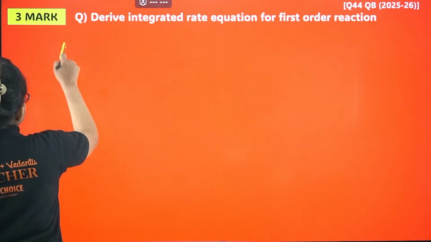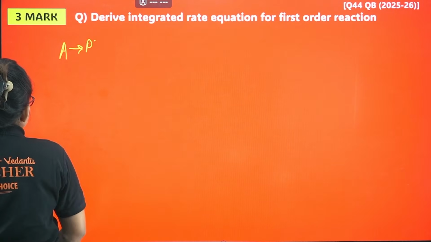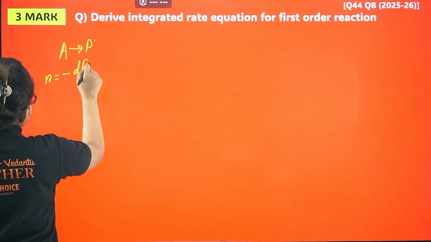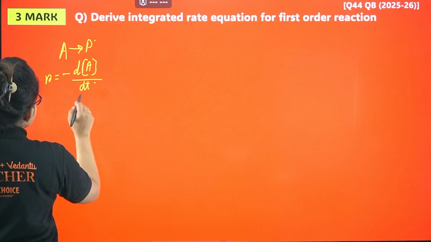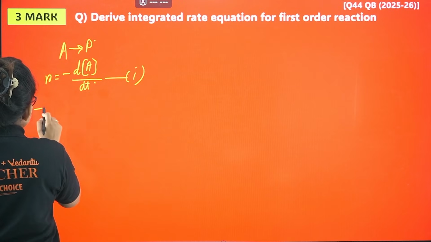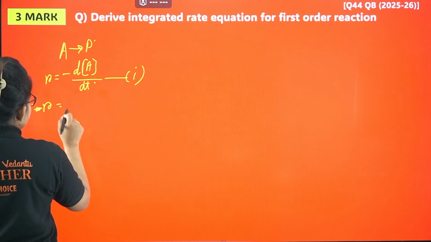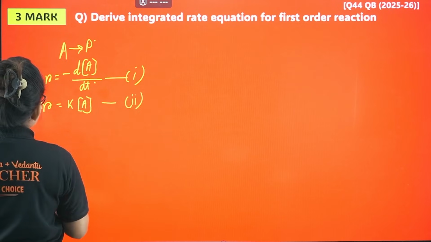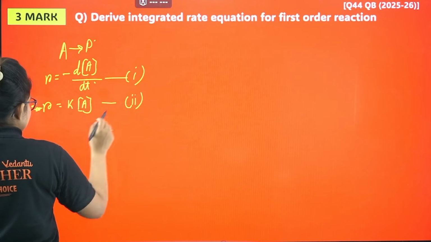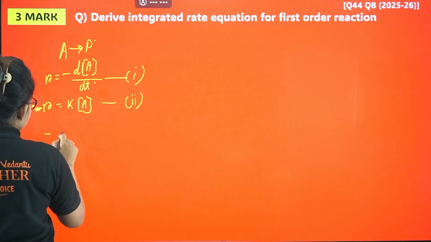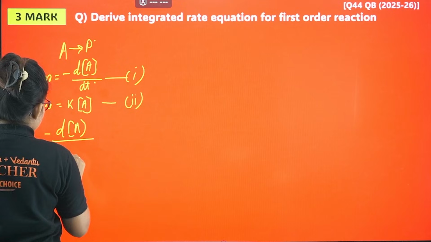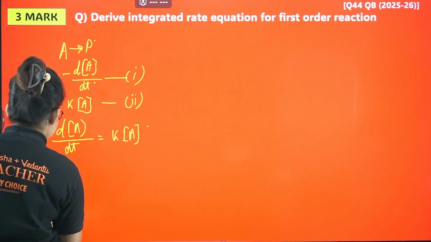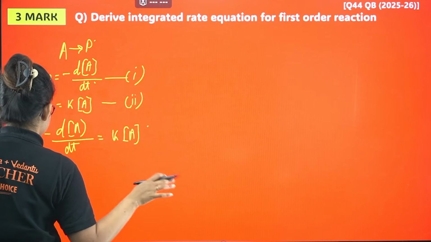Okay, let's do it. A gives you the product. Okay, so from here R equals minus dA by dt. This is your equation number 1. Next, R equals, from the rate law, I can write k into A power 1. Okay, this is equation number 2. If we equate equation 1 and 2, so minus dA by dt will be equals to k of A. If we rearrange and do the integration, you can do it in different steps.